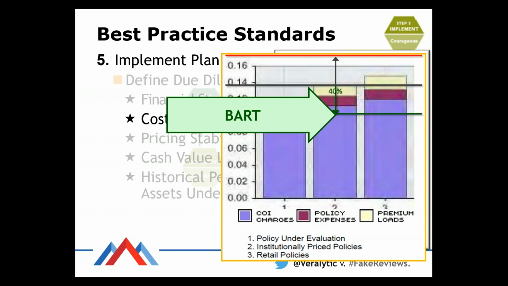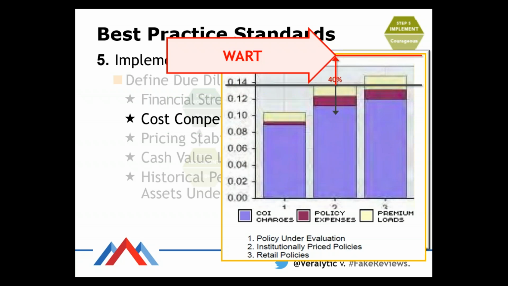On the other hand, if the bar on the far left, did I say that wrong before, John? The bar on the far left is the product under evaluation. If the bar on the far left were up above that black line, then you'd have a client who is getting significantly overcharged.